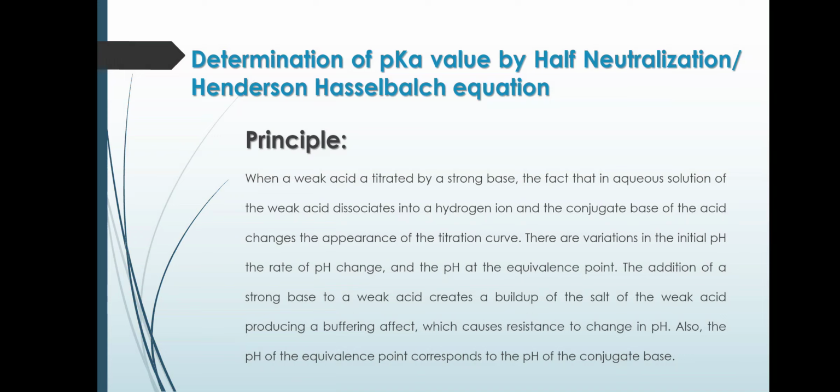So there are variations in the initial pH and the pH at the equivalence point. The addition of the strong base to the weak acid creates a build-up of the salt of the weak acid, producing a buffering effect which causes resistance to the change in pH. Also, the pH at the equivalence point corresponds to the pH of the conjugate base.